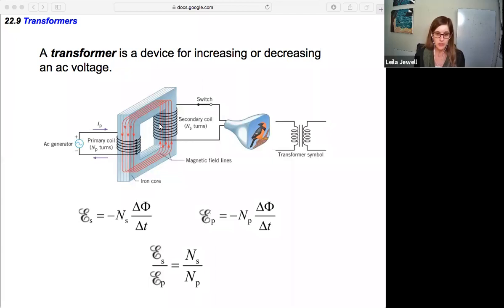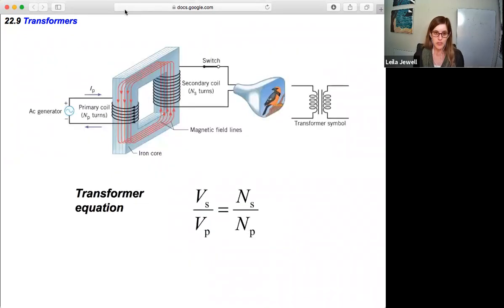But within the secondary coil, because of mutual inductance, when there's a current from the AC generator, there's an EMF in the secondary coil that's equal to negative times the number of turns, NS, times the change in magnetic flux over the change in time. But we also have an EMF induced in the primary coil because of self-inductance, and that's equal to negative the number of turns in the primary coil times the change in magnetic flux over the change in time. And because of the efficiency of these transformers, the change in magnetic flux over time is the same for the primary coil and the secondary coil. So these two terms are in fact equal to each other.